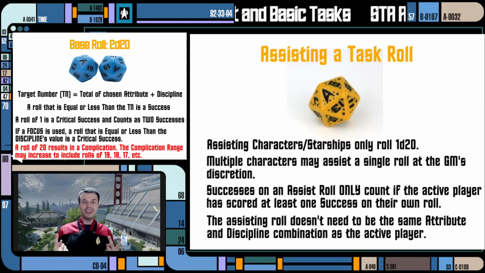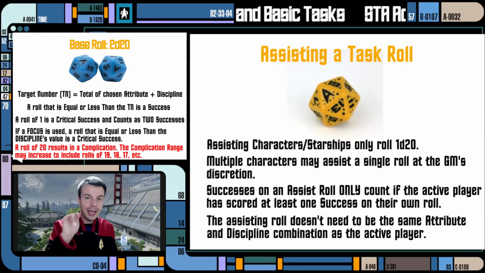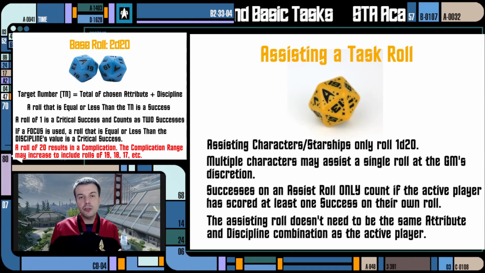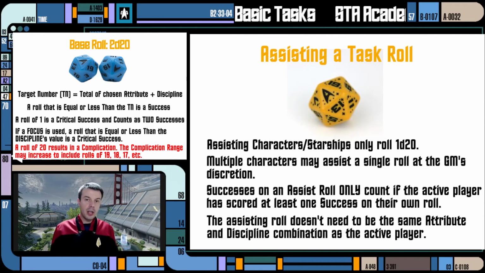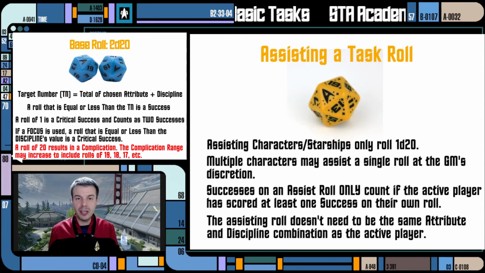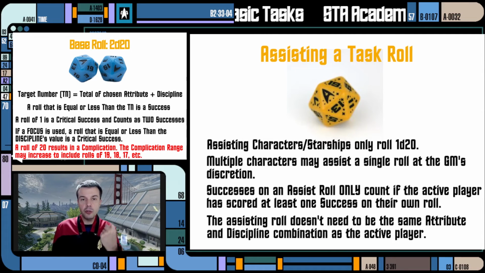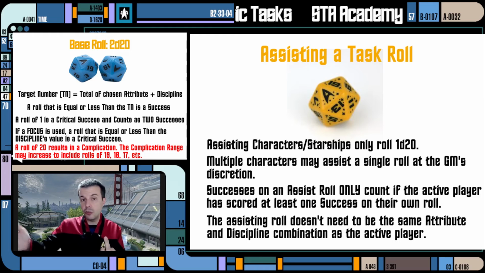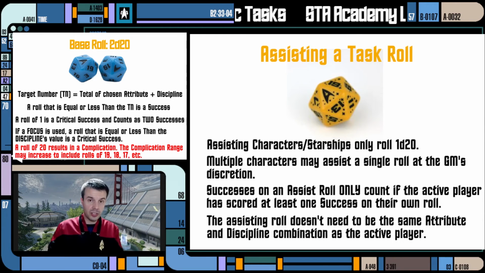We got our 1 success. We win. No, you don't. The active player has to gain at least 1 success in order for the roll to succeed. So if you need 3 successes, and as the active player, you only roll 1 success, and all the support gives you the last 2 successes, you succeed.